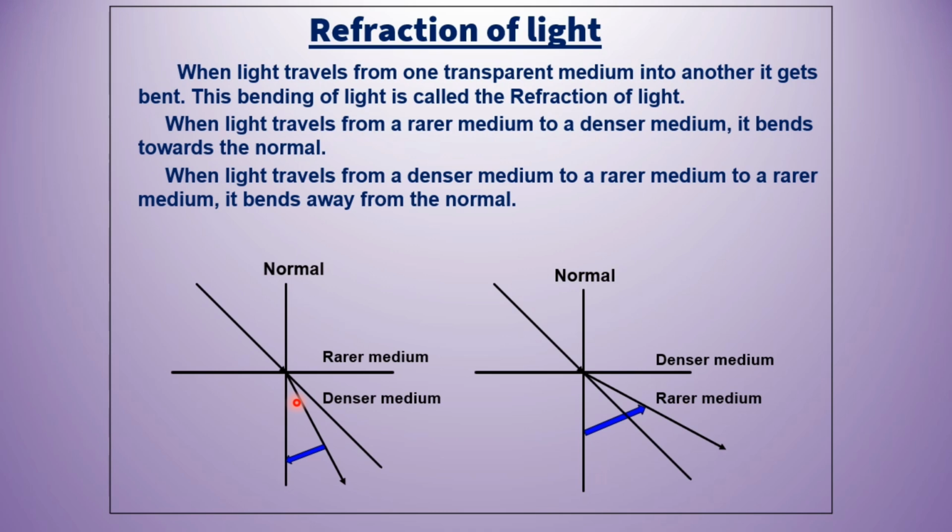When the light travels from a rarer medium to a denser medium, it is bent towards the normal. Here this is the normal, and it is bent towards the normal. Next diagram: here the light travels from the denser medium to the rarer medium, then it bends away from the normal.